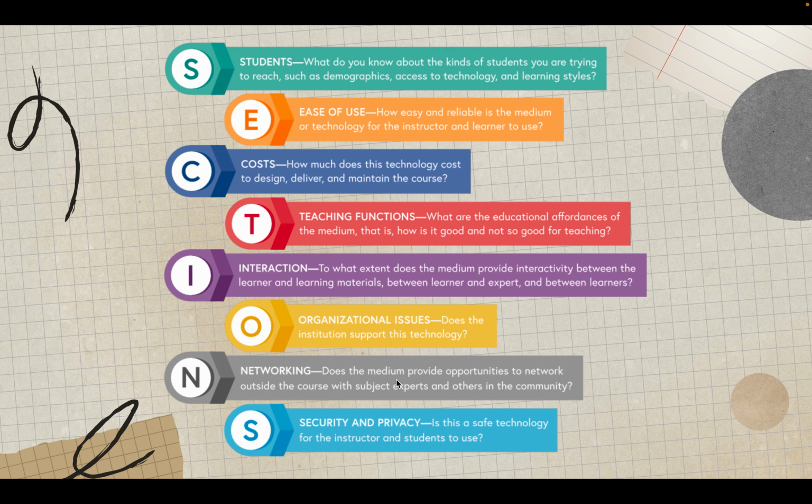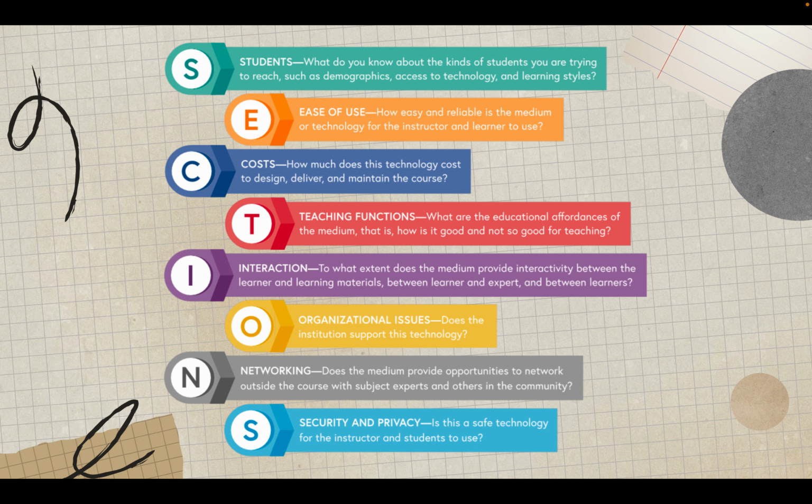So with all of these things that we've looked at for media, learning management systems, social media, immersive technology, one of the things we have to look at to make sure that we are choosing the right media for our lesson or even for a course if we're creating one is using the SECTIONS model from A.W. Bates' Teaching in a Digital Age. SECTIONS stands for students, ease of use, costs, teaching functions, interaction, organizational issues, networking, security, and privacy. So all of these pieces need to be thought of when we are choosing media.